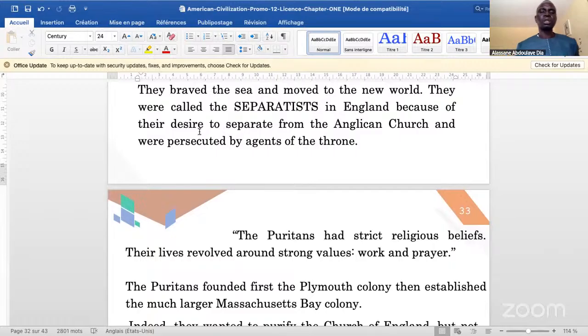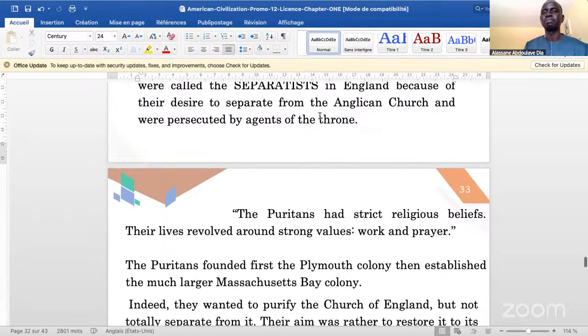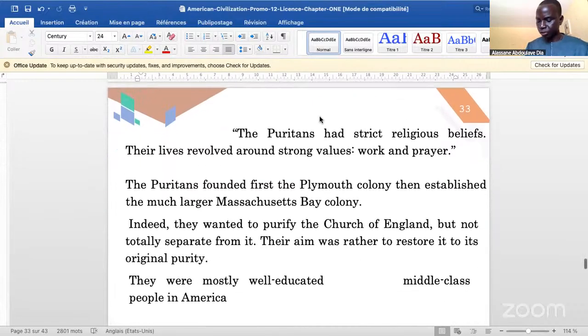So what happened with the Puritans? The Puritans braved the sea. They braved the sea and they moved to the New World. They were called separatists in England. Why did people call them separatists? They called them separatists because their option or their desire was to separate, to break from the Anglican Church. Why? Because the Anglican Church oppressed them, persecuted them. All right, class? Please feel free to ask your questions.